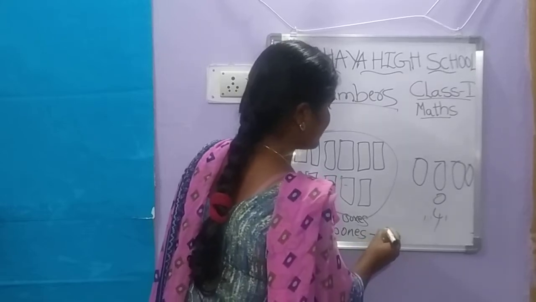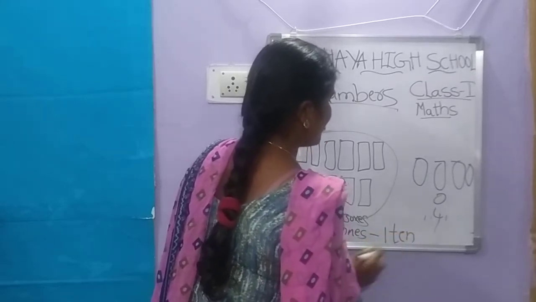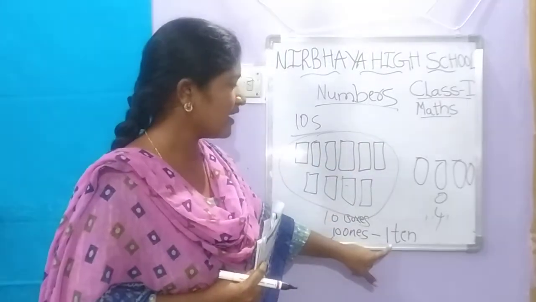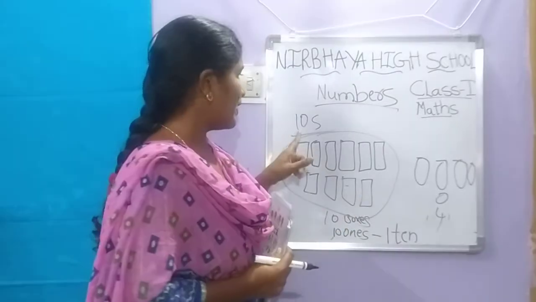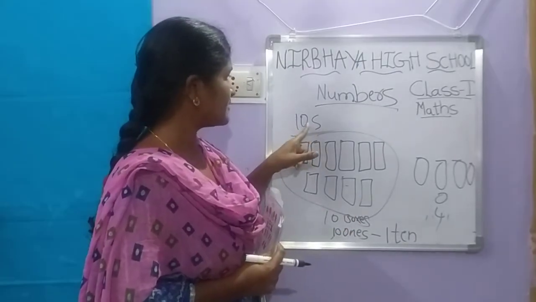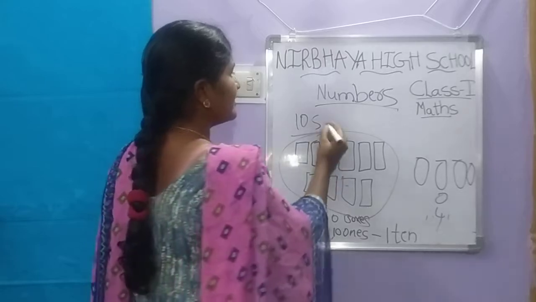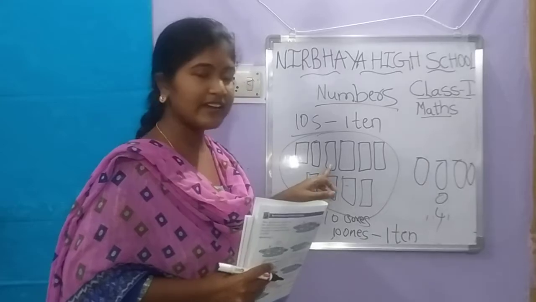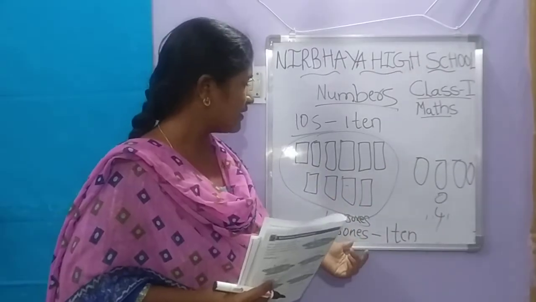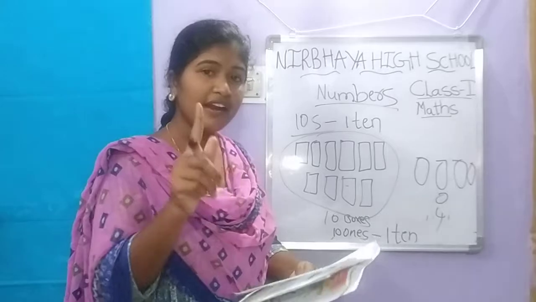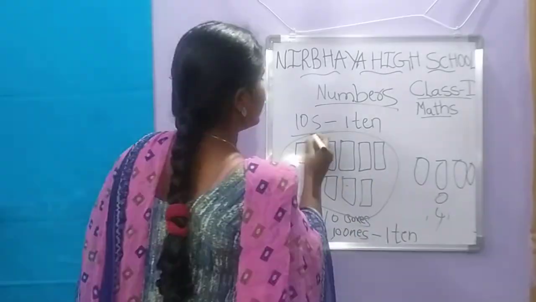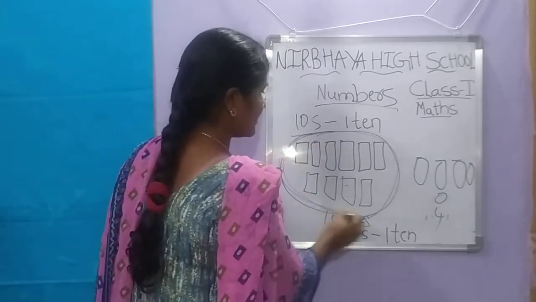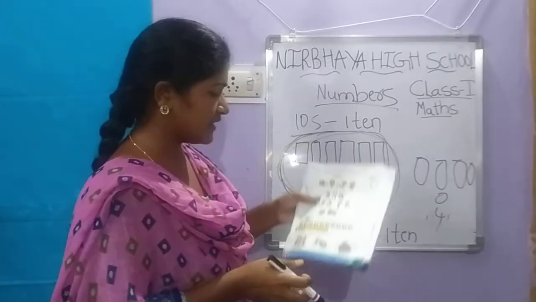Here 10 ones means 1 ten. How many tens? Here only 10 boxes are there. 10 boxes means 1 ten. Here you see, 1 ten means 10 ones. 10 ones means 1 ten. It is easy to separate. It is easy to count by separating these boxes into tens.